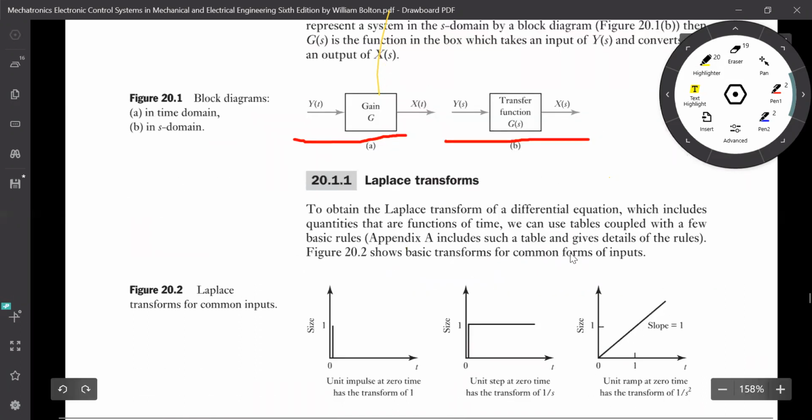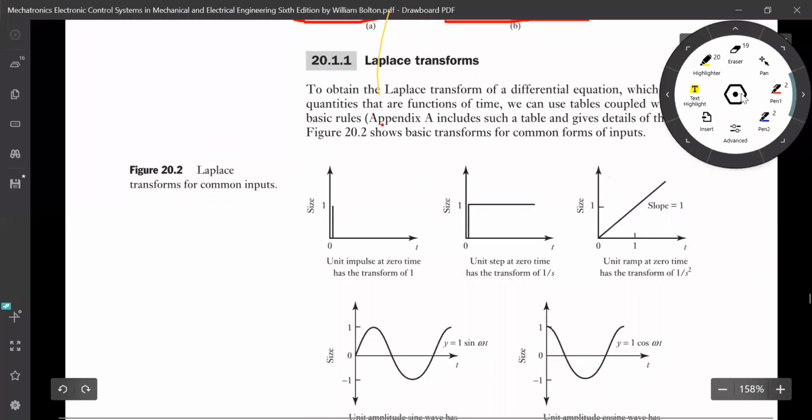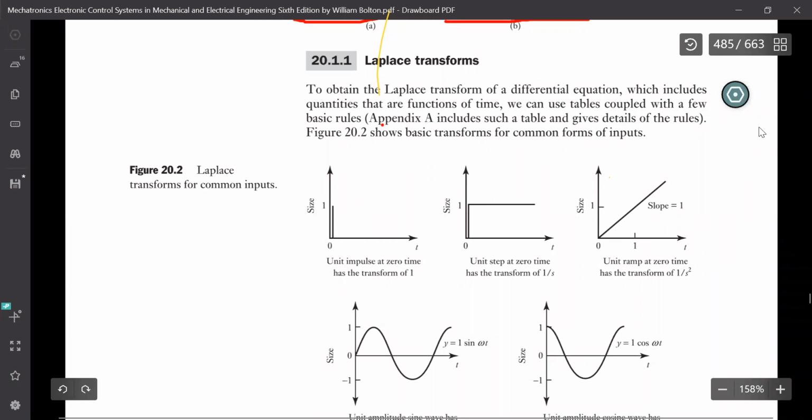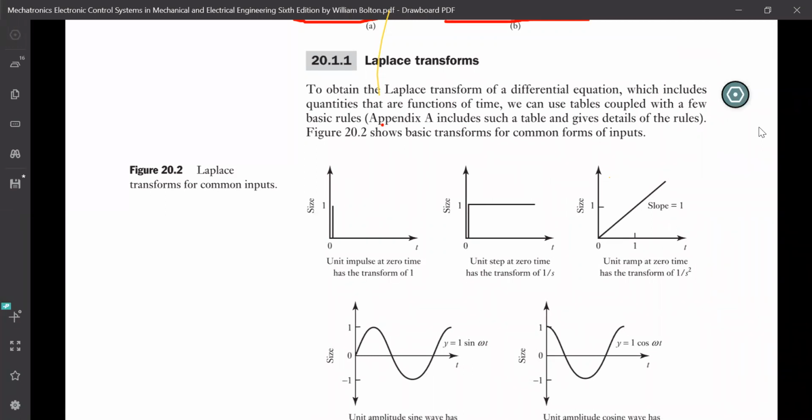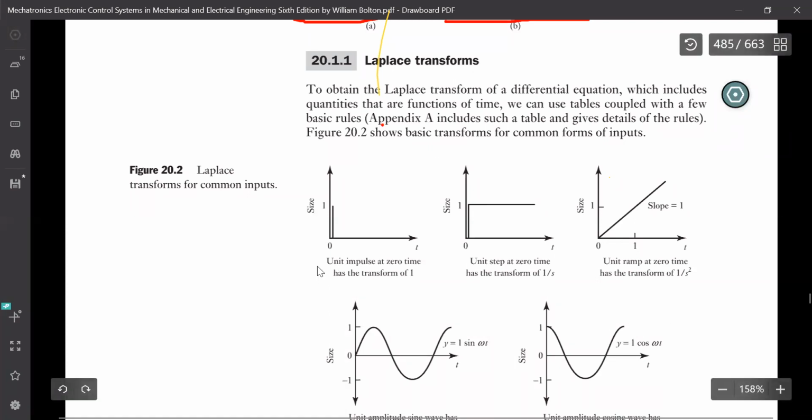So first of all, there are a few formulas that I am telling you. To obtain the Laplace transform of a differential equation, we have some fixed formulas, which include quantities that are functions of time. We can use tables coupled with a few basic rules. Like you can see on your screen, the unit impulse at 0 time has a transform of 1. So the unit impulse that has been given over here has a transform of 1. So you need to remember this.